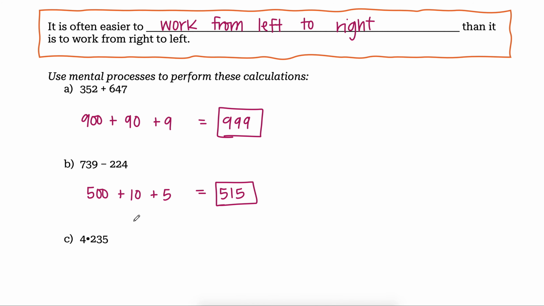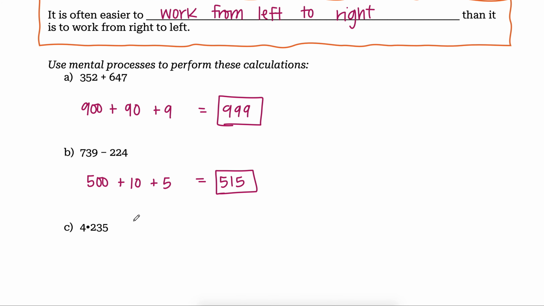So one last one, we're going to multiply 4 times 235. So again, same process. 4 times 200, that's 800. Then 4 times 30, 120. Then finally 4 times 5, 20. Add together my place values, and that gives me 940. So those are several strategies when you're trying to do mental arithmetic.